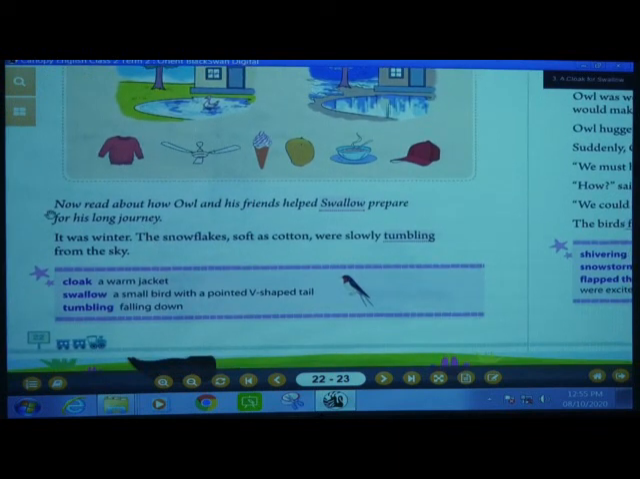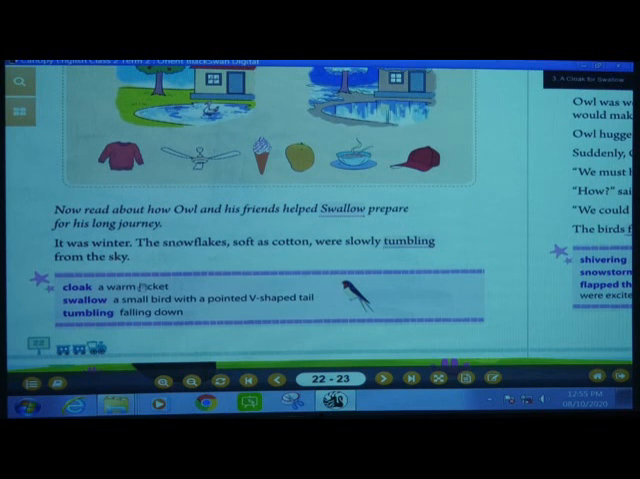Now what we are going to do, we are going to read about how Owl and his friends helped Swallow prepare for his long journey. We are going to learn the story of how the owl and his friends helped Swallow prepare for his long journey.